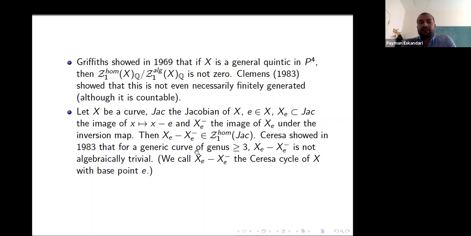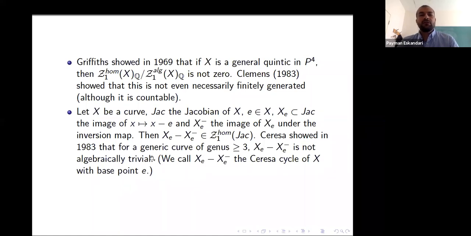So you want to at least look at something that has genus 3 for the curve. And Ceresa proves that for a generic curve of genus at least 3, that cycle is not algebraically trivial. And this difference, we're going to refer to it as the Ceresa cycle of X with base point E in this talk.